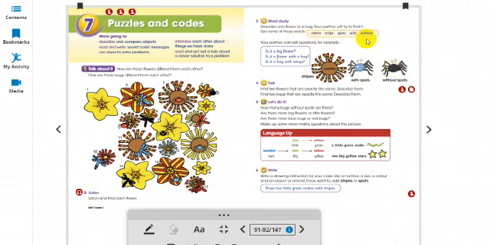So you can use these words to describe either the flower or the bug. And this will be done as homework in the form of an audio or a video. That's your choice.